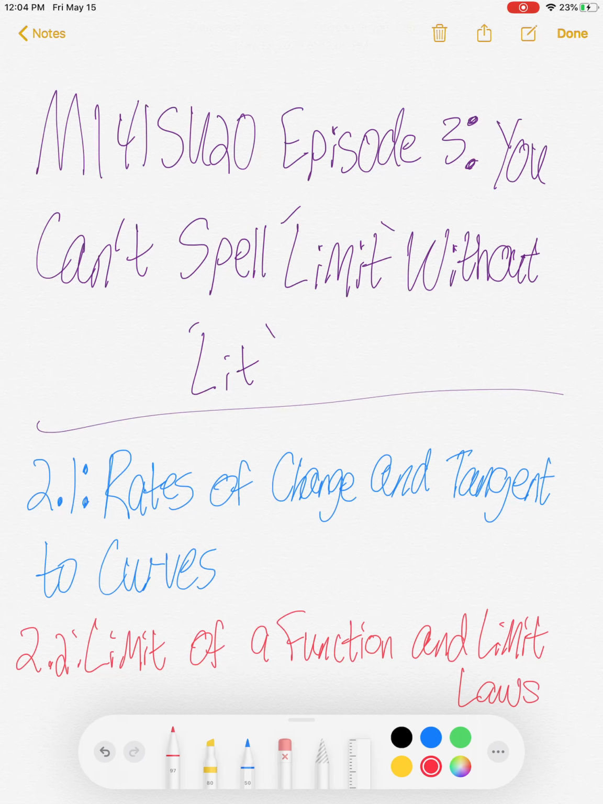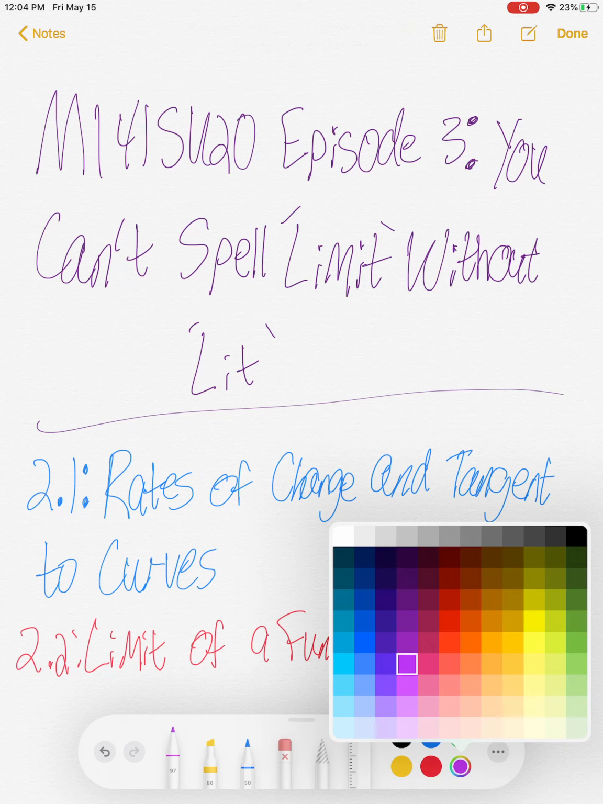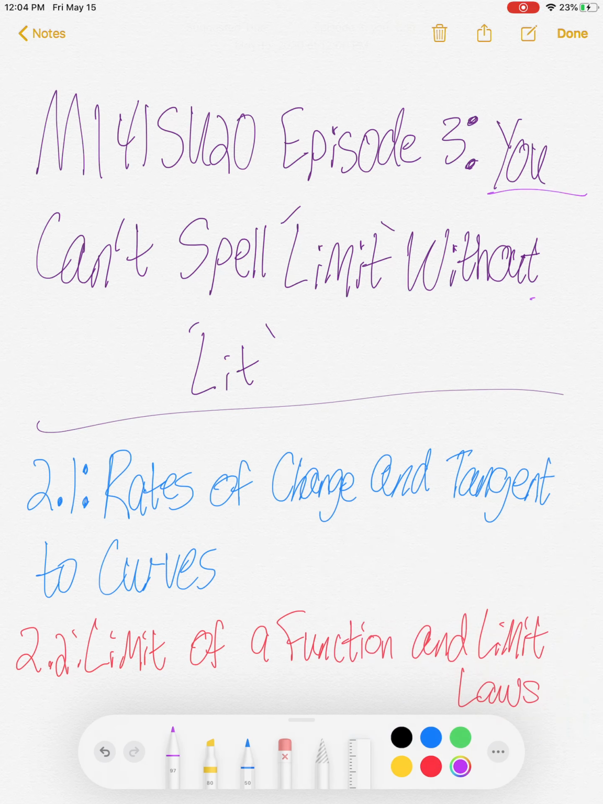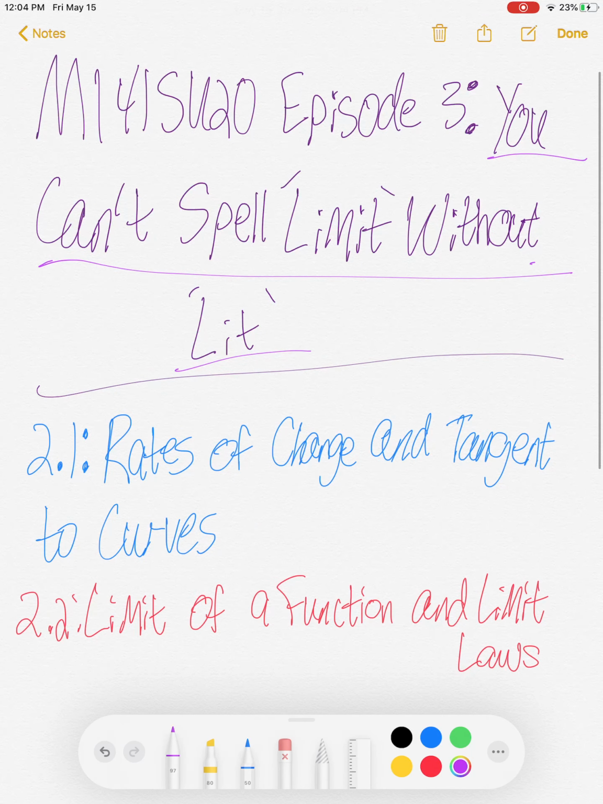Today, we are going to be introducing the notion of limits, which is very exciting. This is a huge step in your journey through calculus. And in particular, we note that you can't spell limit without lit. That's what I like to say. I don't know. I'm sure you'll be saying it by the end of this video if you don't already feel that way.